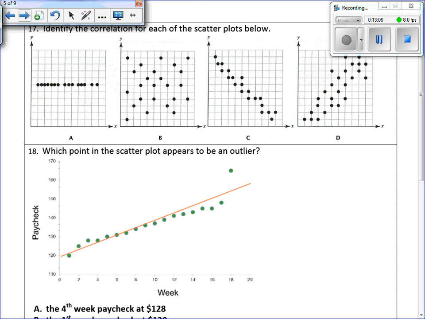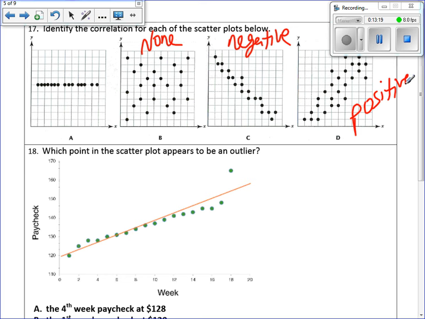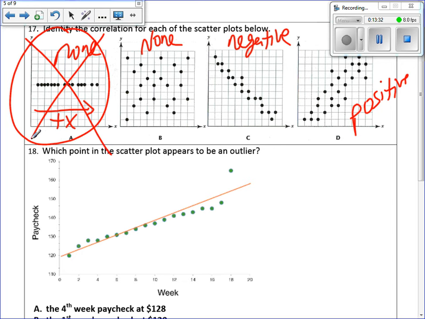Number 17, identify the correlation for each of the scatter plots below. Obviously, B has none. C is obviously negative. D is obviously positive. A, we didn't really get a chance to talk about. In A, as the X values increase, the Y values stay the same. So that's actually no correlation, but don't worry about this one. You don't need to know it.